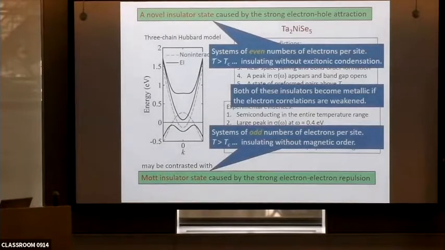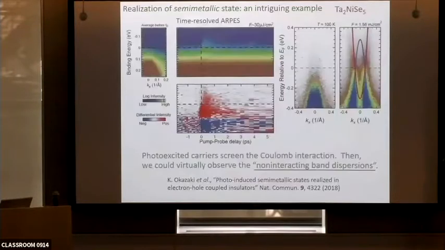Again, I want to stress these things. The insulator state occurs in systems with an even number of electrons per site, and it is insulating without excitonic condensation, even above TC. And also, we have the multi-insulator state, which occurs in systems with an odd number of electrons per site, as you know, and even above TC it is insulating without magnetic order. If we decrease the interaction strength, then we have the metallic state, and this metallic state can be realized in this interesting experiment.